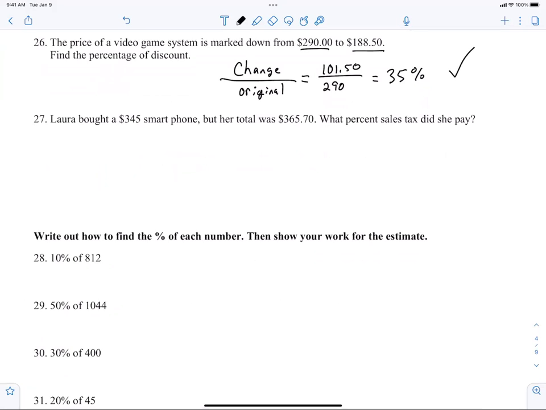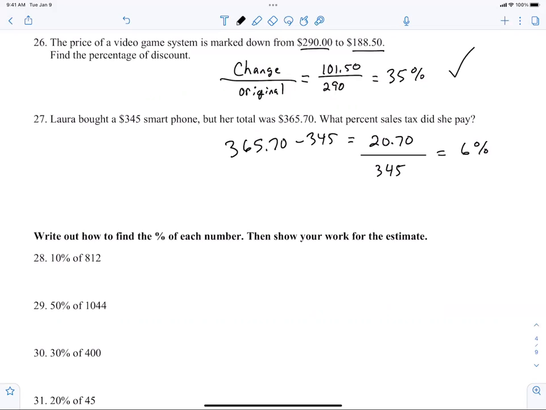Yes, tell me what to do. No, 345 minus 365. That's exactly correct. And that's what? You get $20.70. All right, so we did 365.70 minus 345, and you told me that was what? I did 345 minus... well, it's okay. I got $20.70. Okay, and then you always divide it by the original, so I divide by 345. Yes, that is exactly correct. That's exactly right, guys. So that is 6%.